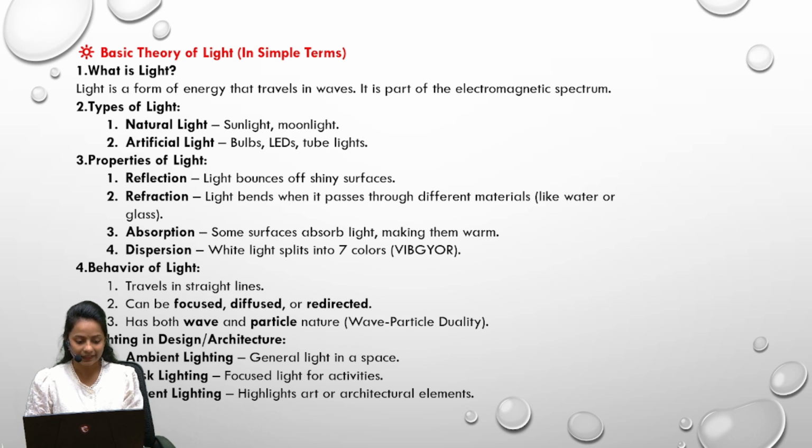Next, lighting in design. In the architectural way, we can call it ambient light, that is general light in a space. Task light is focused light for activities. We can use a spotlight in that situation. The next, accent lighting, which highlights art or architectural elements. Simply placing the lights does not matter. We have to get to know the intention, the purpose behind placing that light.